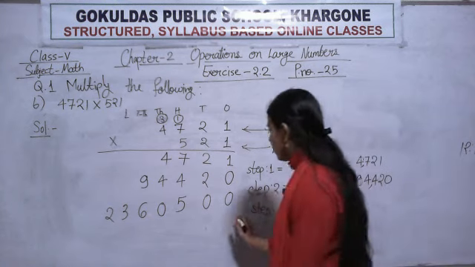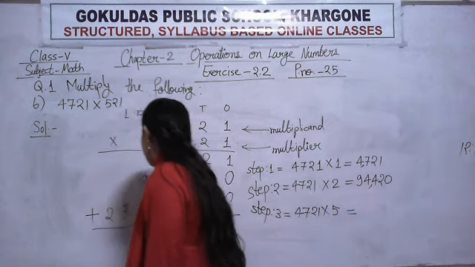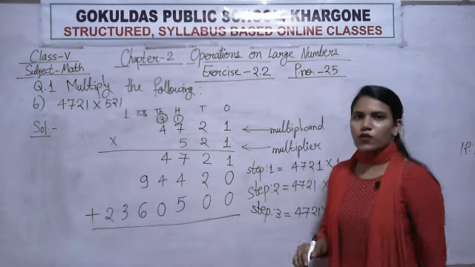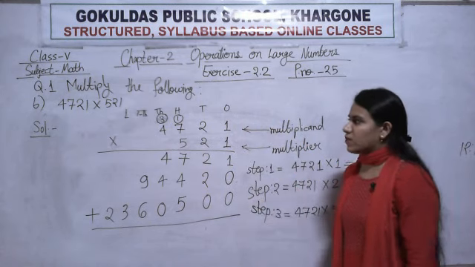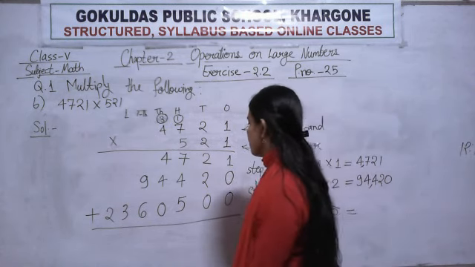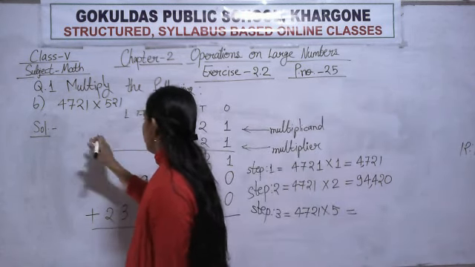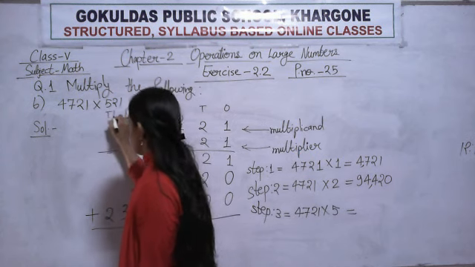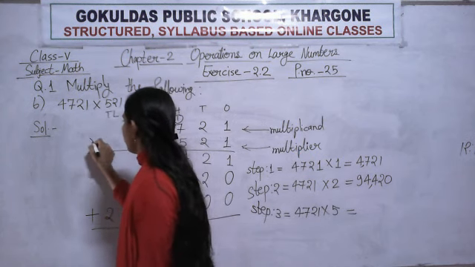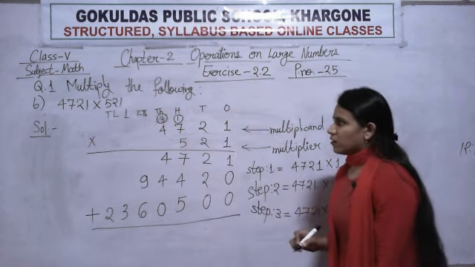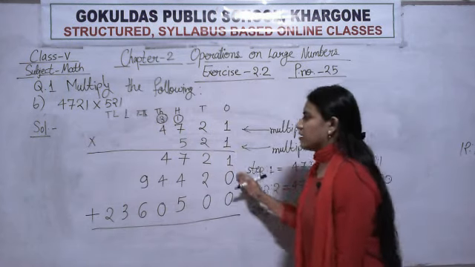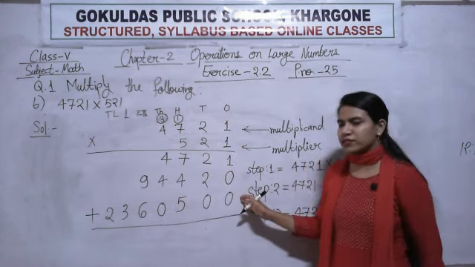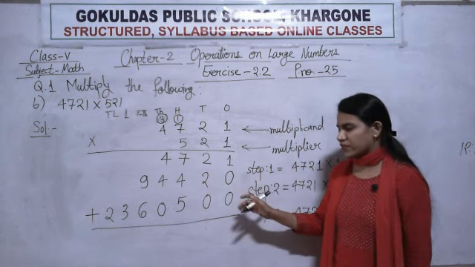Now what will you do? You will add all these partial products. Our digits go up to 10 lakhs, so make one more column for 10 lakhs. Now add all the partial products of step 1, step 2 and step 3.